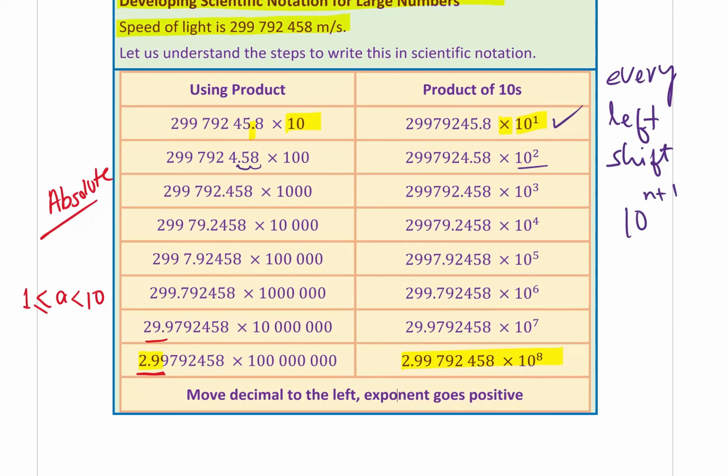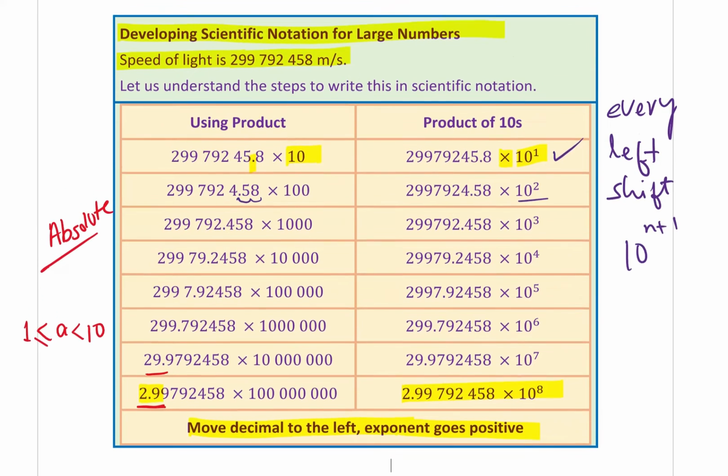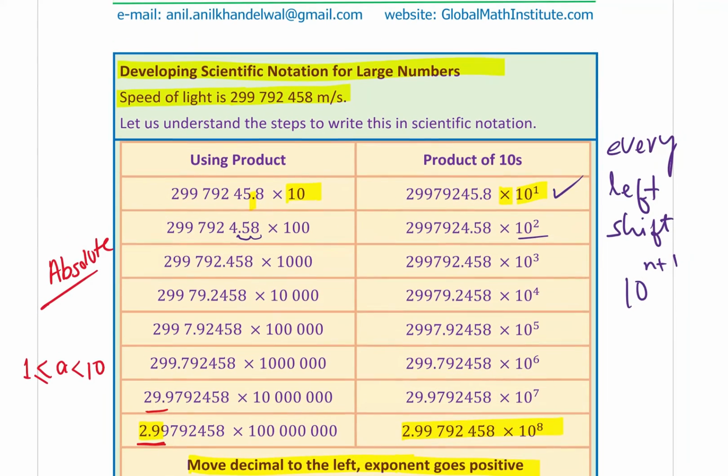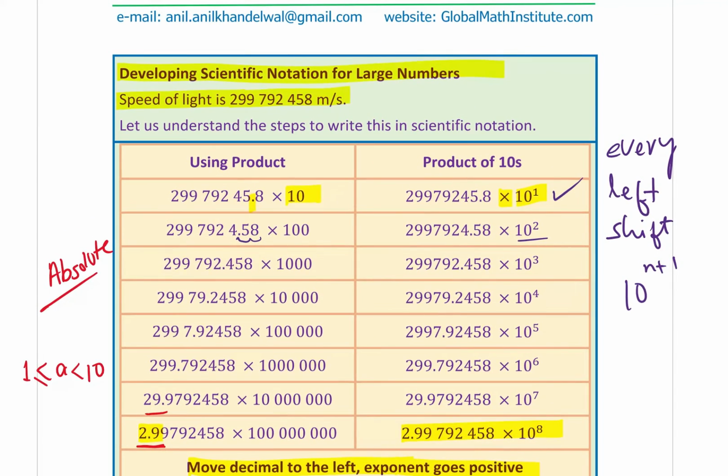So I hope this process is absolutely clear. In short, let me again remind you that when you move the decimal to the left, the exponent goes positive. That's the summary of our learning. You can see all the figures in the form of multiplication by 10 and as powers of 10. So we have multiplied by products of tens, and that is the powers.